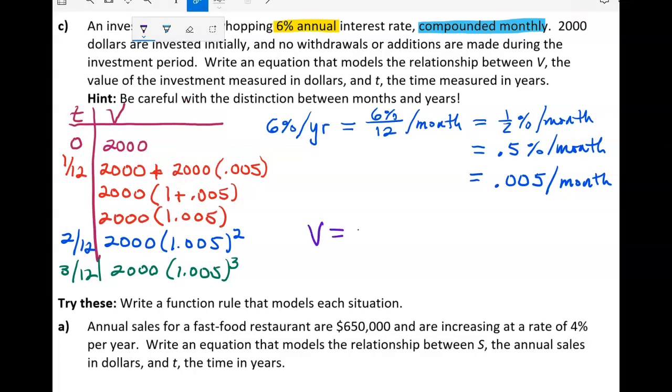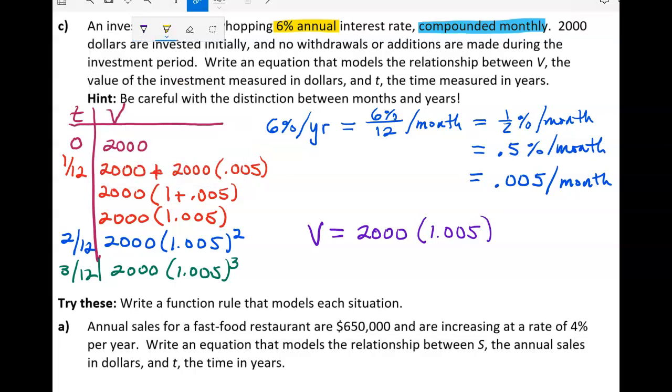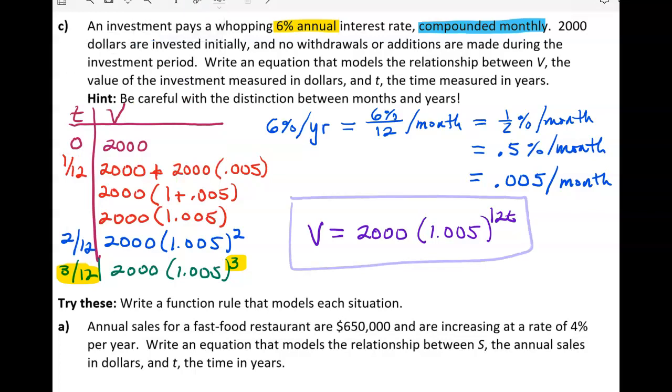V, the value of the investment, equals 2,000 times 1.005 raised to the, and what we'll want to notice about the relationship between the t values and the exponents is that those exponents are larger than the t values. They're larger than the t values by a factor of 12, so that means that the exponent will be 12 times the value of t. You recognize that 12 comes from the fact that we're compounding on a monthly basis.